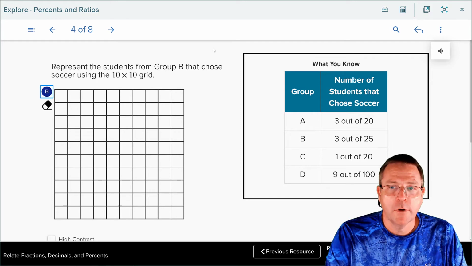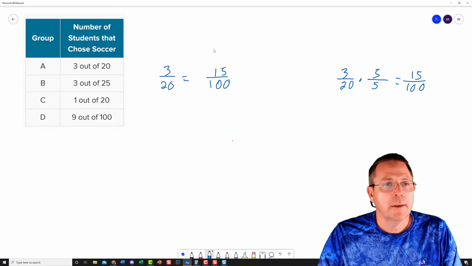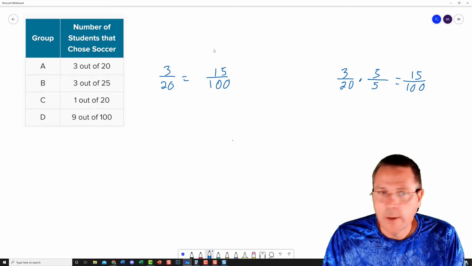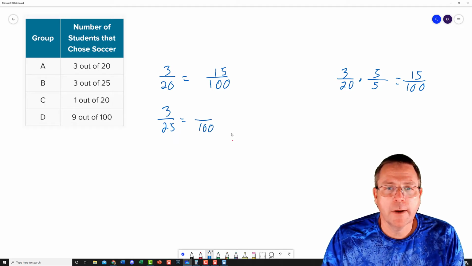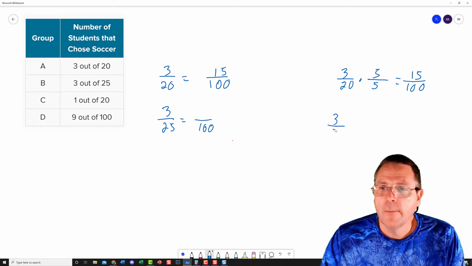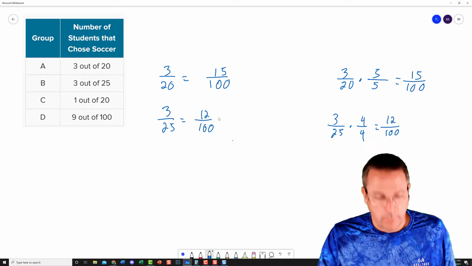It looks like they want us to do the same thing for Group B. So now in Group B, it starts out with being 3 out of 25. I'm going to have to once again get that denominator to equal 100. My scratch work is going to say 3/25 times what number equals something over 100. Of course that's 25 times 4. If I do it on the bottom, I have to do it on the top, which is going to give me 12%.